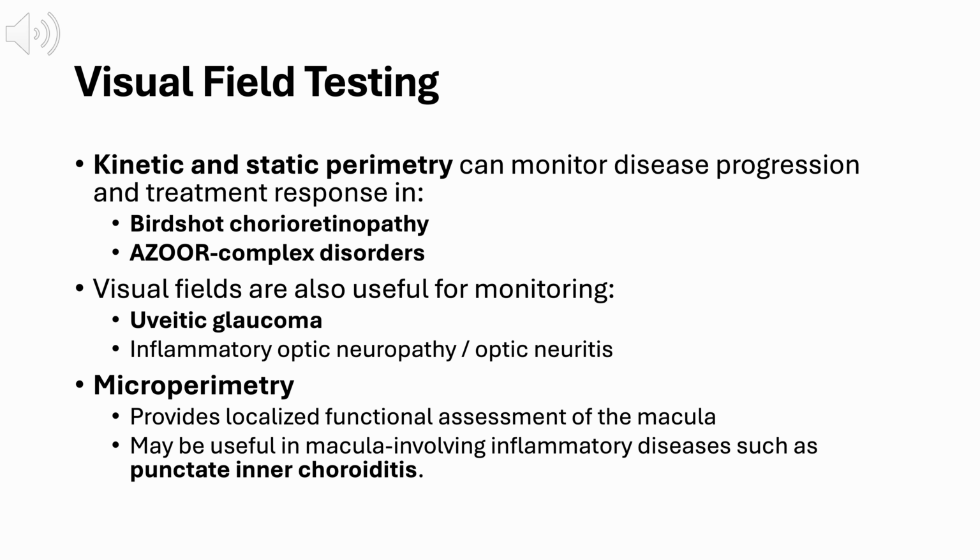Visual field testing is another functional tool with several uveitis roles. Kinetic and static perimetry can monitor disease progression and treatment response in birdshot chorioretinopathy and the AZOOR complex disorders. Fields are also valuable for tracking uveitic glaucoma and inflammatory optic neuropathy or optic neuritis, where they quantify functional loss over time. And microperimetry adds a finer capability, localized functional assessment of the macula, which can be useful in macula-involving inflammatory diseases, such as punctate inner choroiditis. So perimetry rounds out the picture by measuring the vision the patient is actually left with.